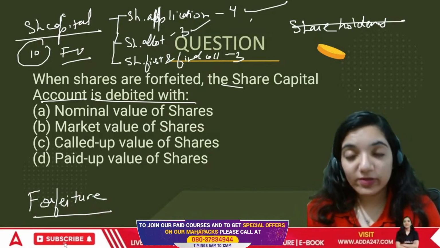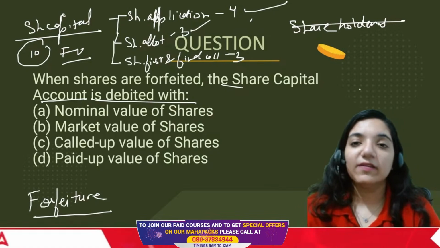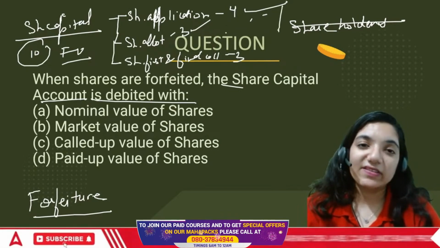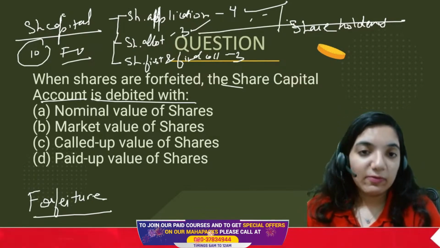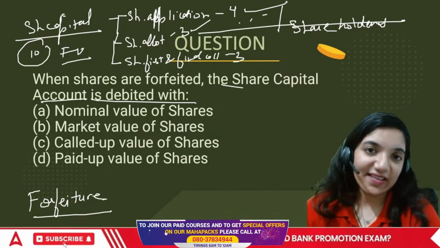They say, what to do about it then? If the person is no more the shareholder of the company, then what will we do? Whatever money they have given, we will not return this money. This is something that we are going to keep as a penalty from them. So whatever money has already been called up, we will cancel that part.